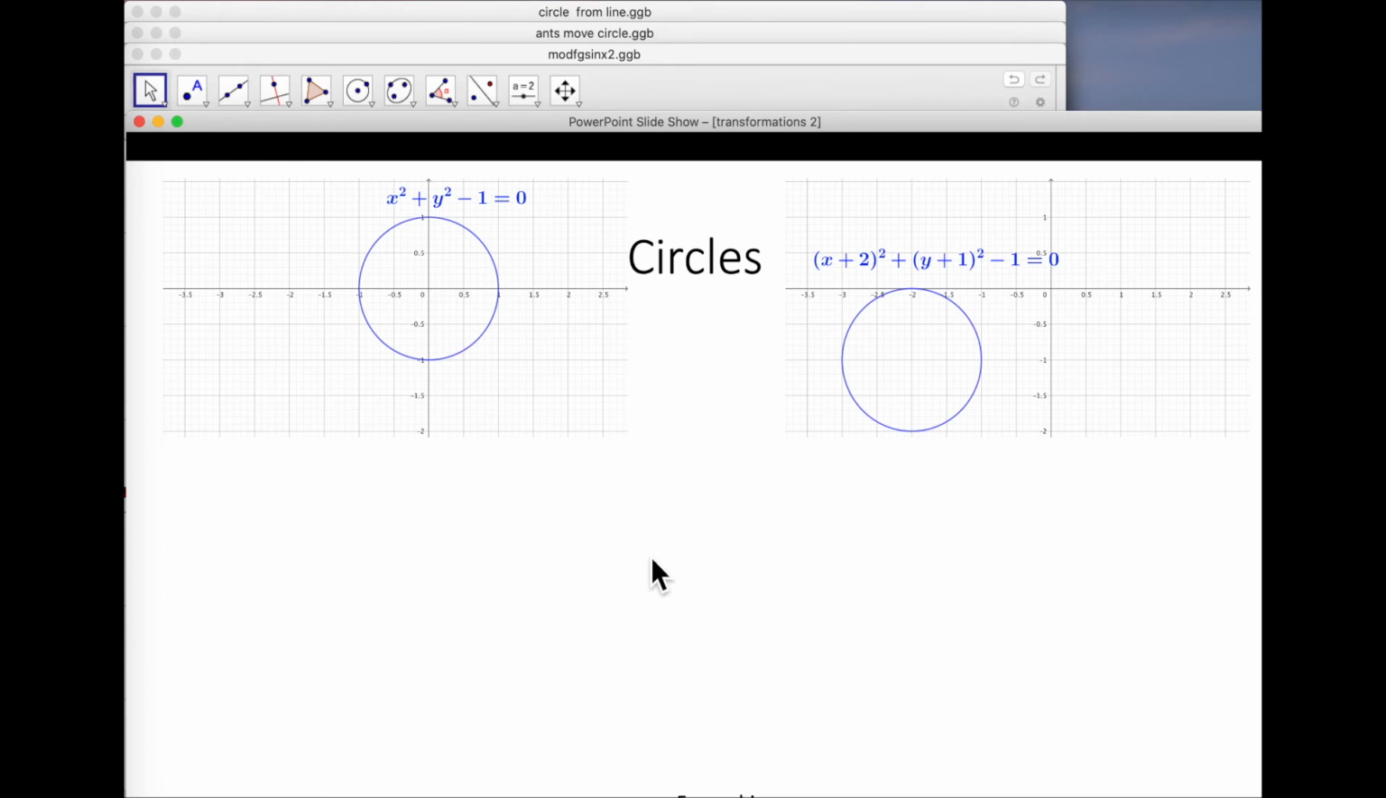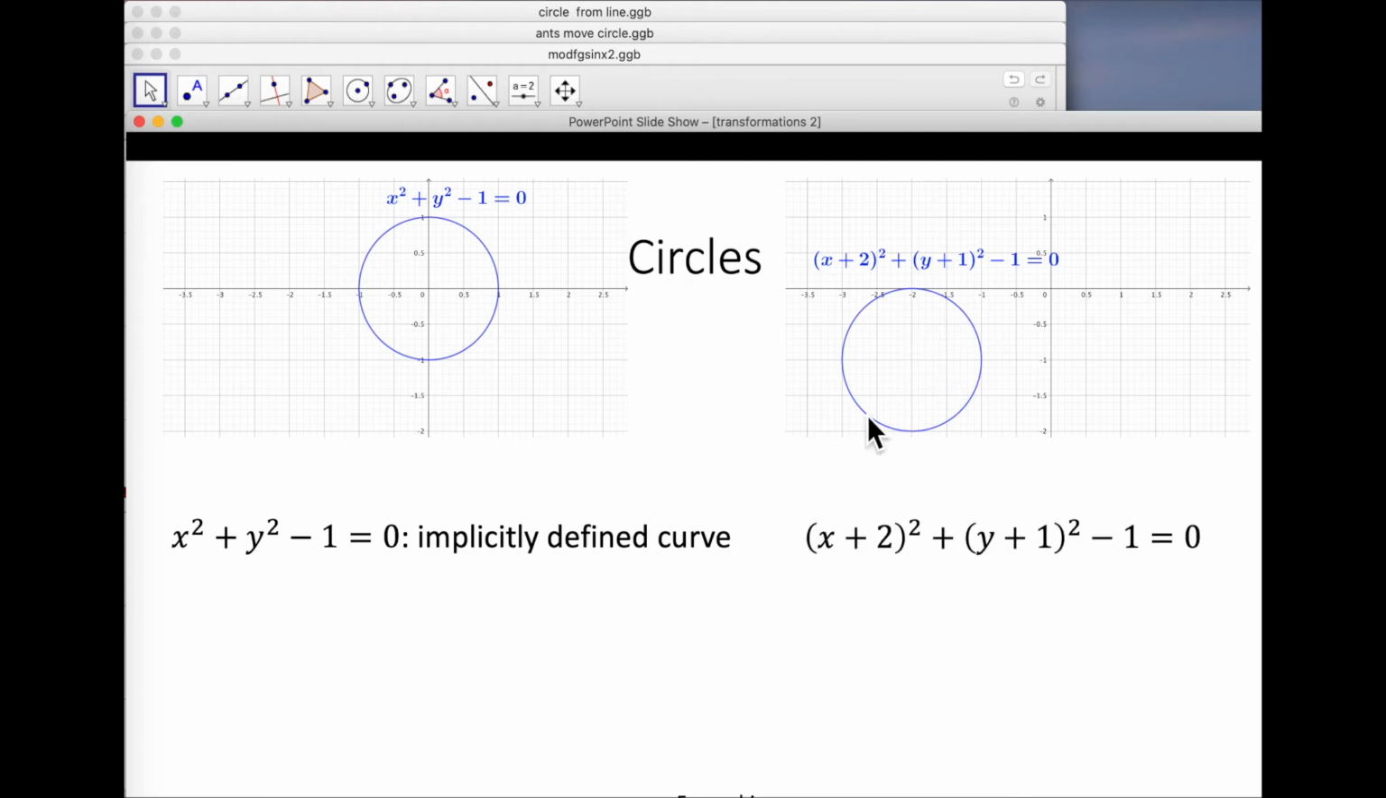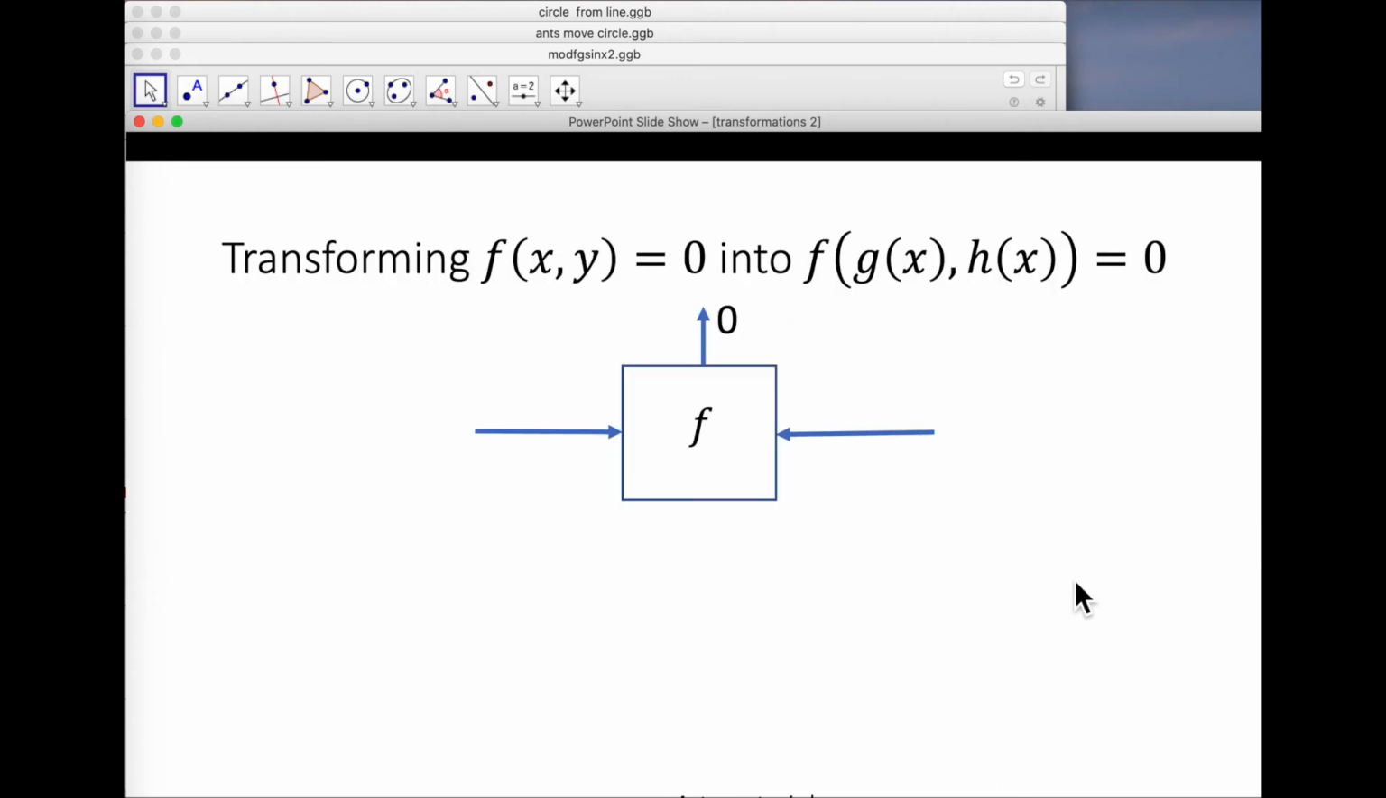So let's go with the circle again. So this time it's an implicitly defined curve, x squared plus y squared minus 1 equals 0. Well, we know what this one is, don't we? It's x plus 2 squared plus y plus 1 squared minus 1 equals 0. So it really looks as though in order to move left 2, you add 2 to the x input. In order to move down 1, you add 1 to the y input. So x and y are both inputs to this function, and so in both cases, the transformation of the circle is the inverse of the transformation in this algebra.